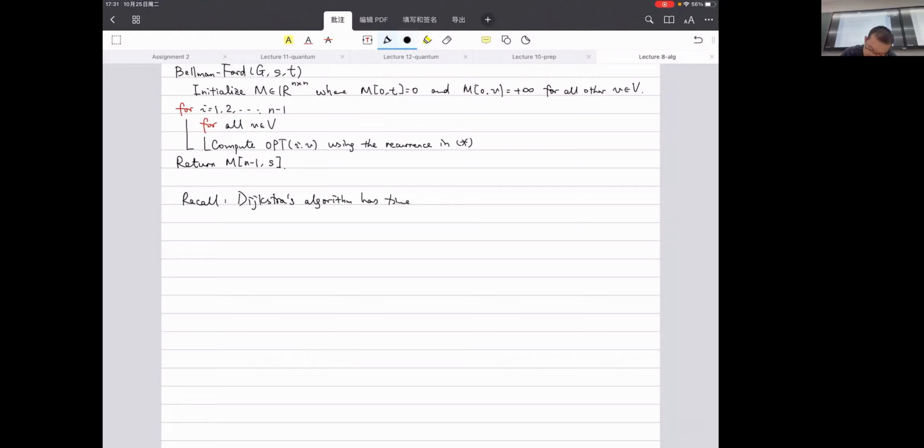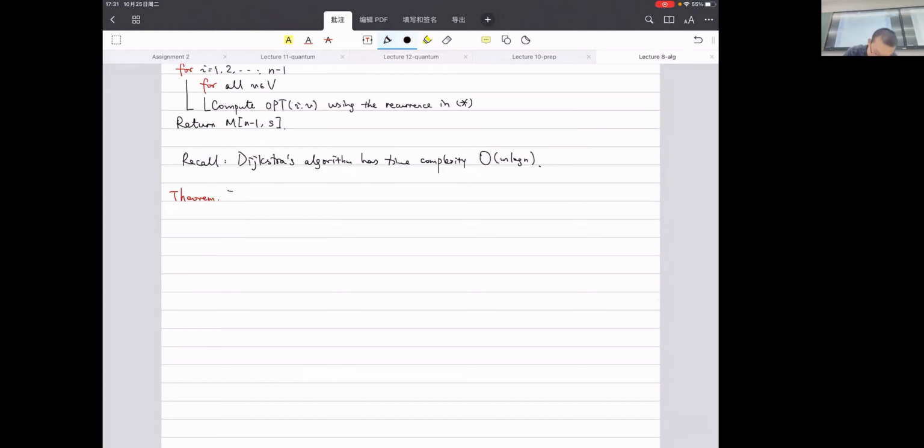It has a time complexity of O(m log n). We use the heap data structure to maintain the running of Dijkstra's algorithm. So here we are going to give a theorem for the Bellman-Ford algorithm. The Bellman-Ford algorithm can always be implemented in O(n times m plus n squared) time.